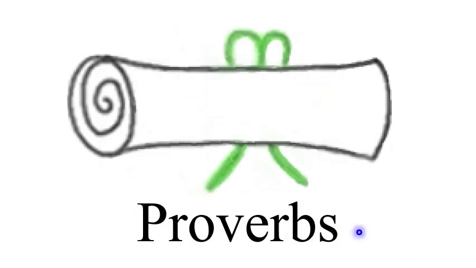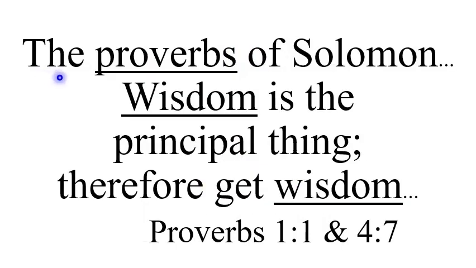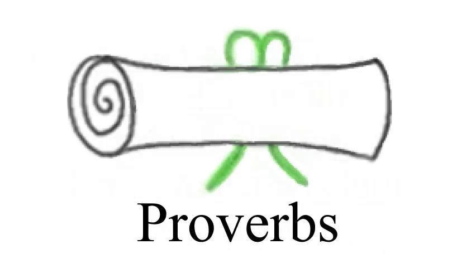The icon for Proverbs is a rolled-up scroll tied with a bow, because the Bible says, the Proverbs of Solomon, wisdom is the principal thing, therefore get wisdom. Proverbs 1:1 and 4:7. A proverb is a wise and true saying, and since we associate a diploma with wisdom, a rolled-up diploma or scroll is used for Proverbs.